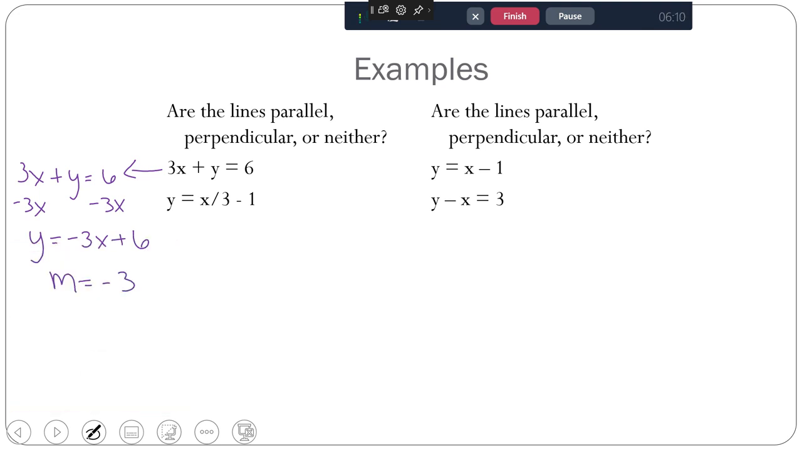Now looking at the next problem, I have y equals x over 3 minus 1. So this is going to be the same thing as y equals 1/3 x minus 1. So my m is 1/3. Looking at the m's, are they the same sign? No, they're opposite signs, so they will not be parallel. Are they reciprocals? Yes, they are opposite signs and reciprocals. So that means that they are perpendicular.